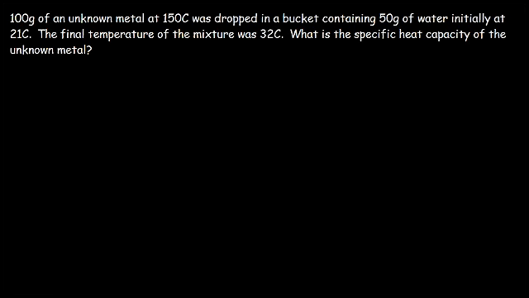Whenever you're dealing with a heat transfer problem, you need to start with an equation that looks like this. QA is equal to negative QB. So the heat energy lost by one material equals the heat energy gained by the other material. Now, Q is negative whenever heat energy is lost, and when it's gained by a substance, Q is positive. So to make this equation work, you need to add a negative sign.